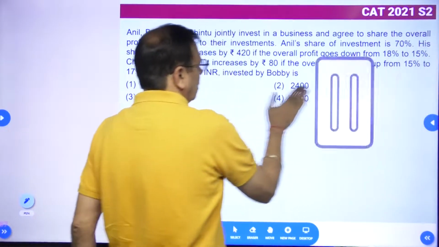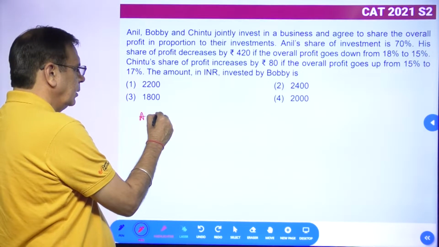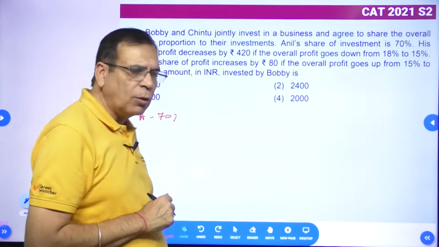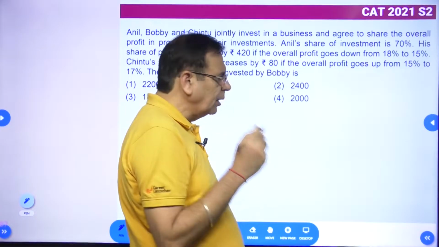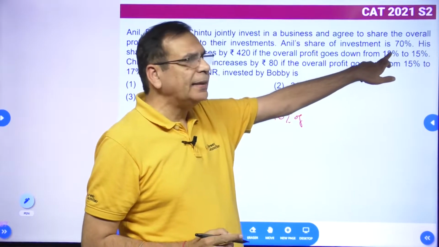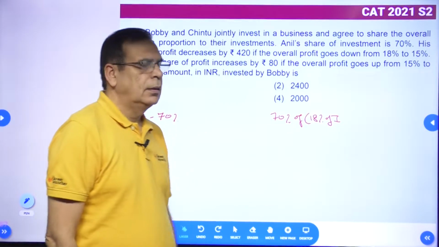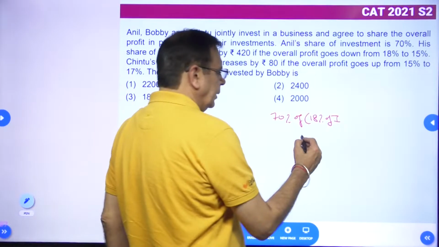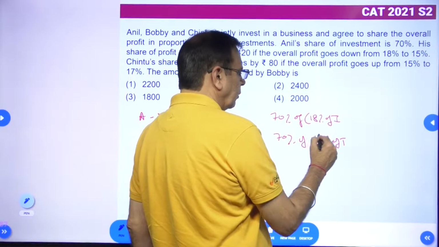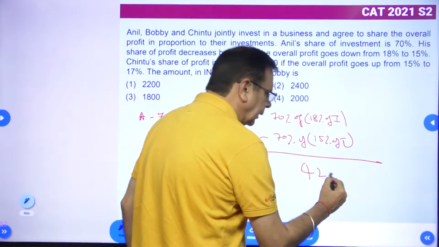Now let's start solving it. As far as Anil is concerned, 70% is his share of investment. So what will be his share of the profit? His share will be 70% of, if the profit is 18% of investment, so of 18% of investment, right? But if the profit is 15% of investment, it will be 70% of 15% of investment, right? What does the question say? The difference between the two is 420 rupees, right?